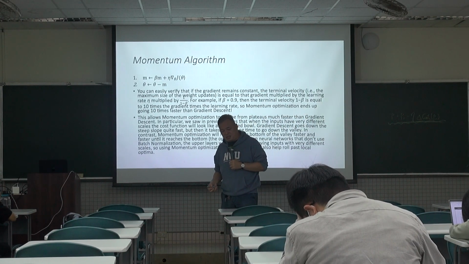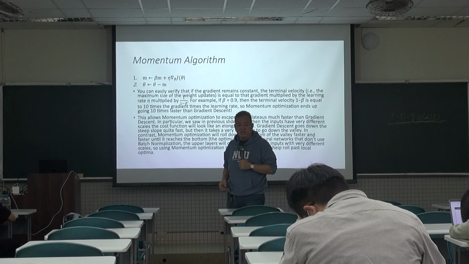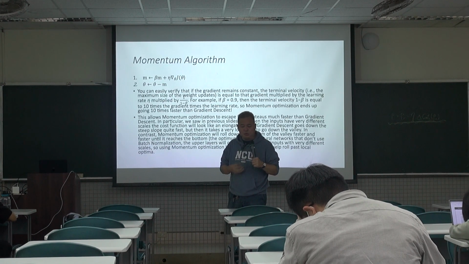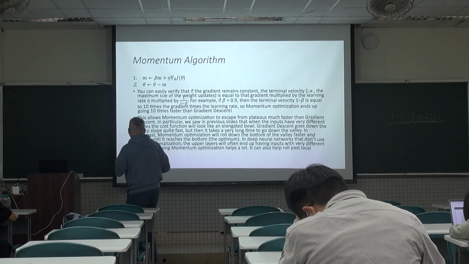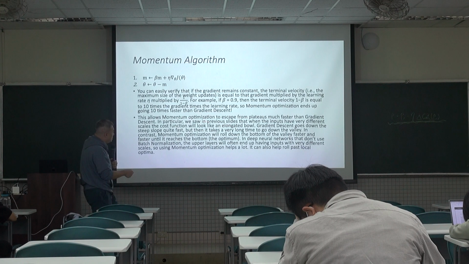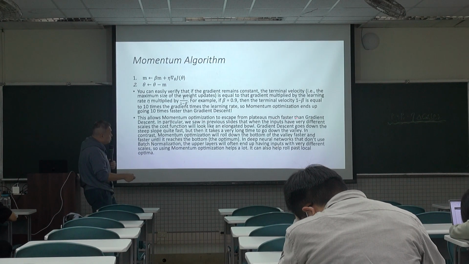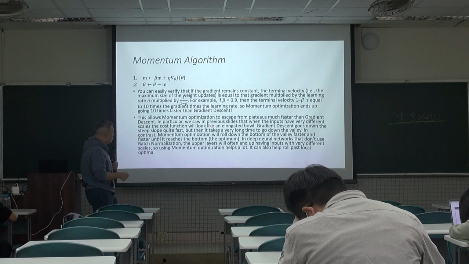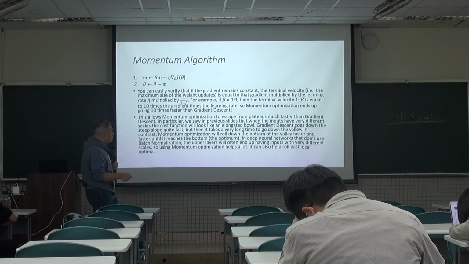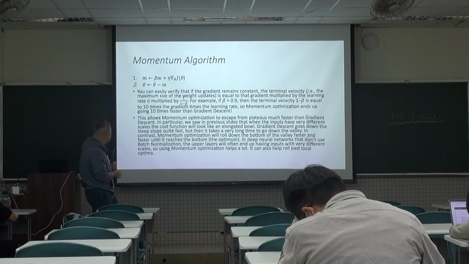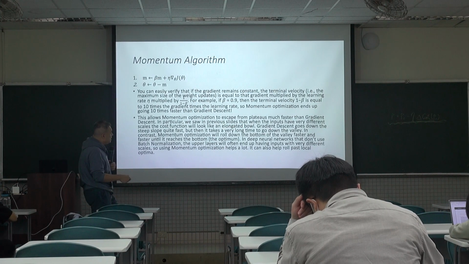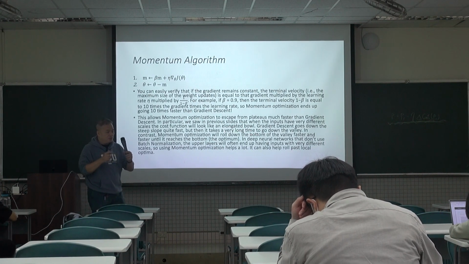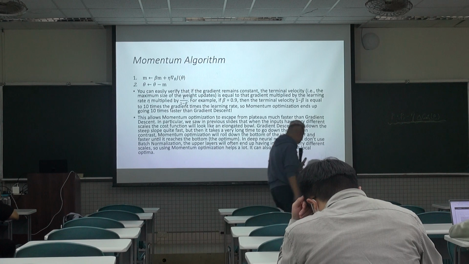When it comes to training the model, the model convergence is going to be much faster. So this allows the momentum optimization to escape from plateaus much faster than gradient descent. And also, we see that when the inputs have very different scales, the cost function will look like an elongated ball. Remember, we drew that.